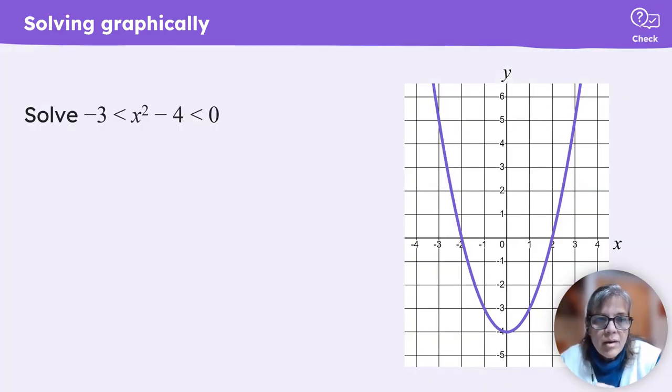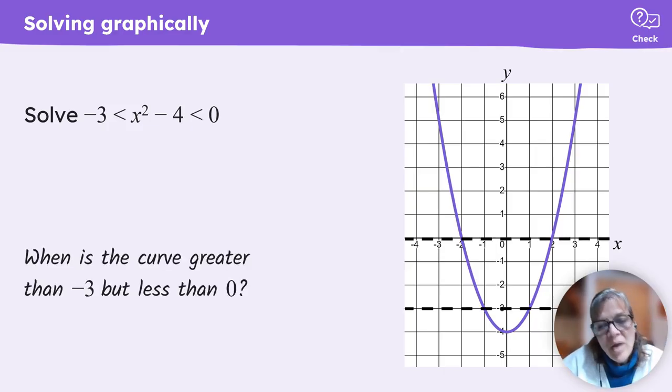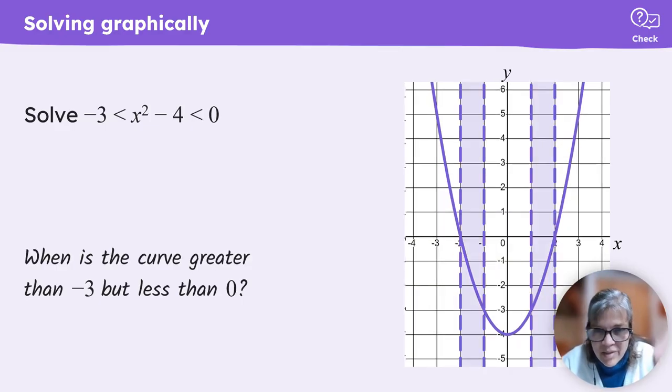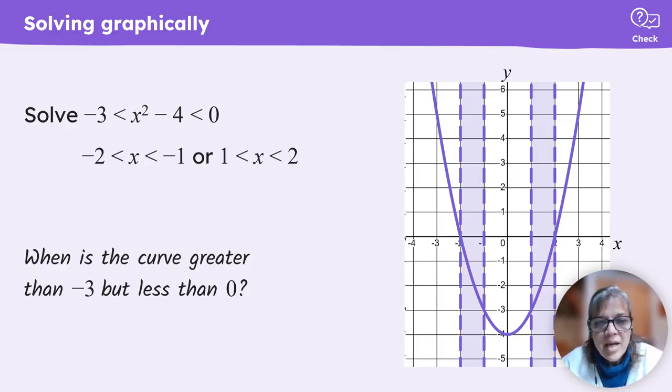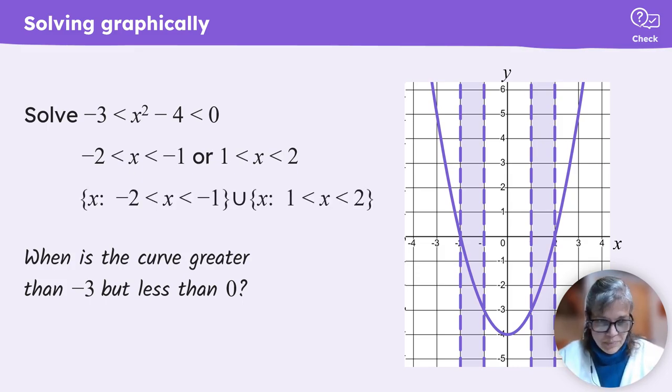Here again, you have another one to try. Have a go and see if you can solve where this region would be. Okay, did you try it? So we're looking at when the curve is greater than -3, but less than 0. So it's in these two parts of the line, which are defined by the x values that are shaded in here. And those x values can be represented by inequalities, or you can write them in set notation.